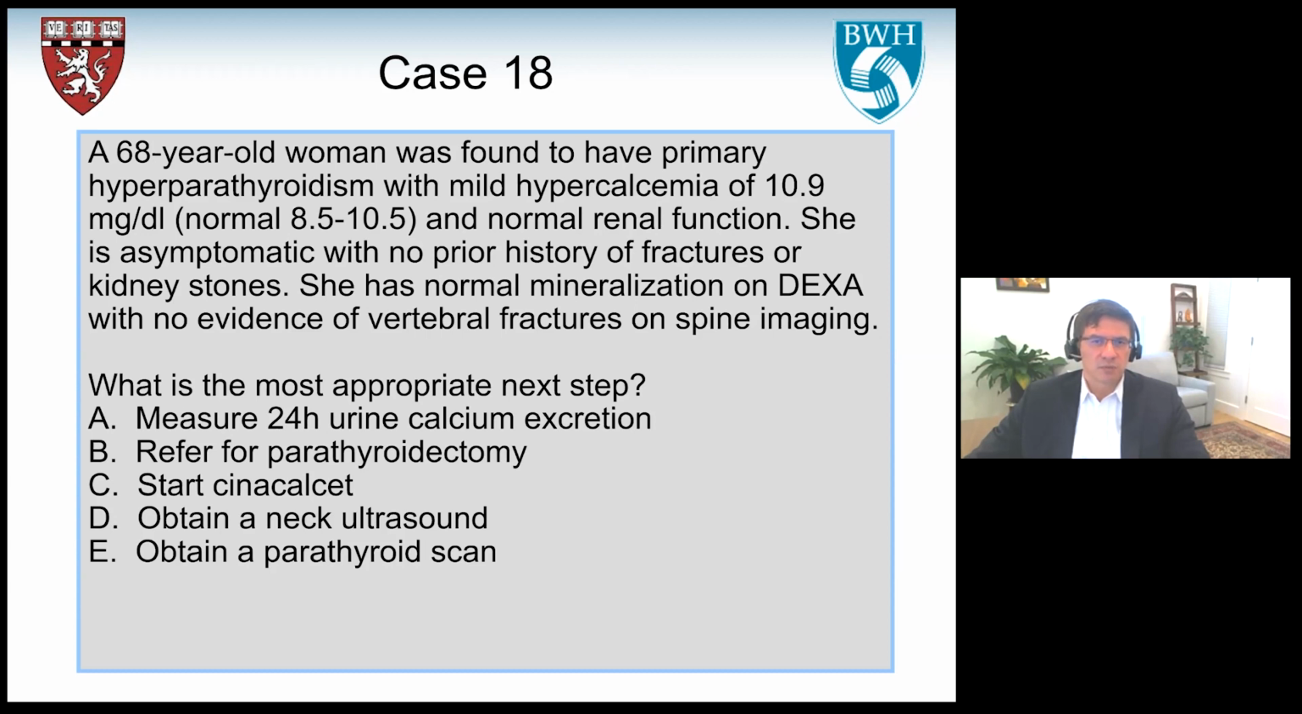What is the most appropriate next step? A, measure 24-hour urine calcium excretion. B, refer for parathyroidectomy. C, start cinacalcet. D, obtain a neck ultrasound. Or E, obtain a parathyroid scan. The right answer is A, measure 24-hour urine calcium excretion.